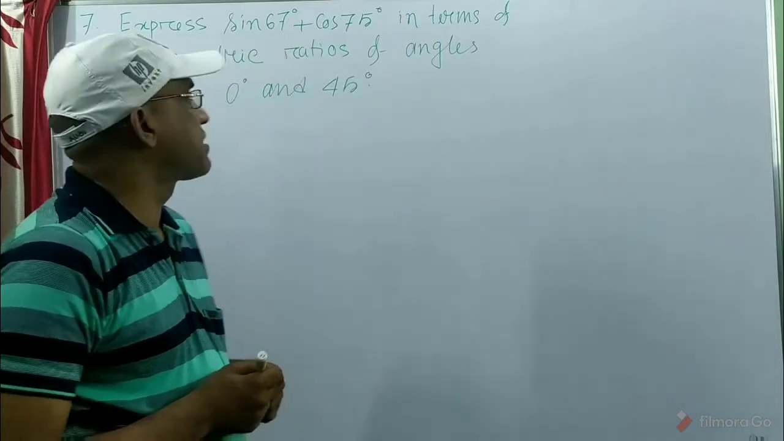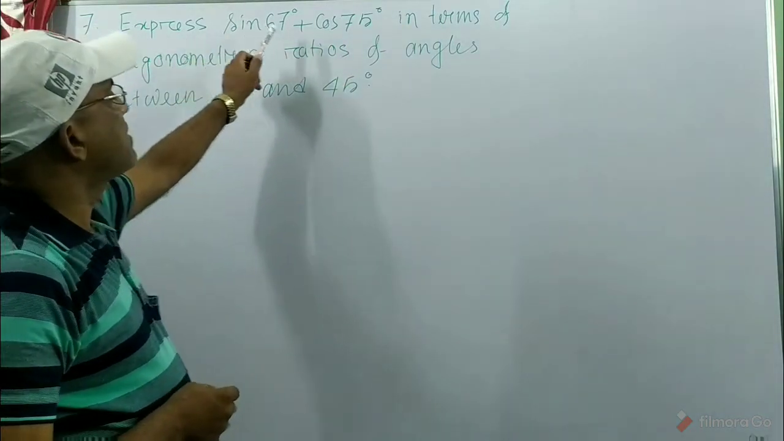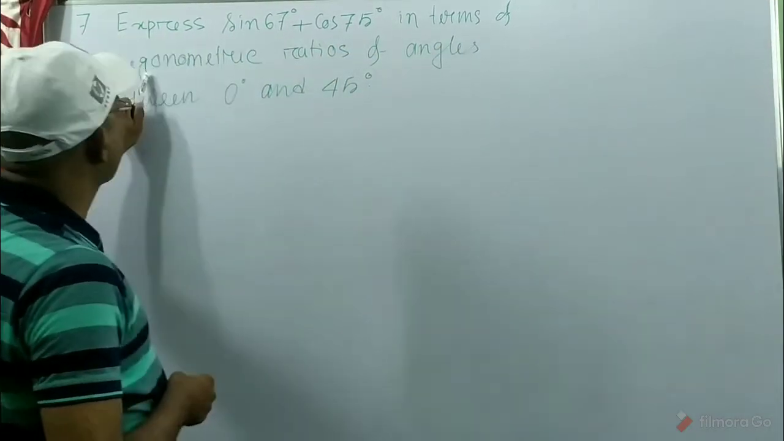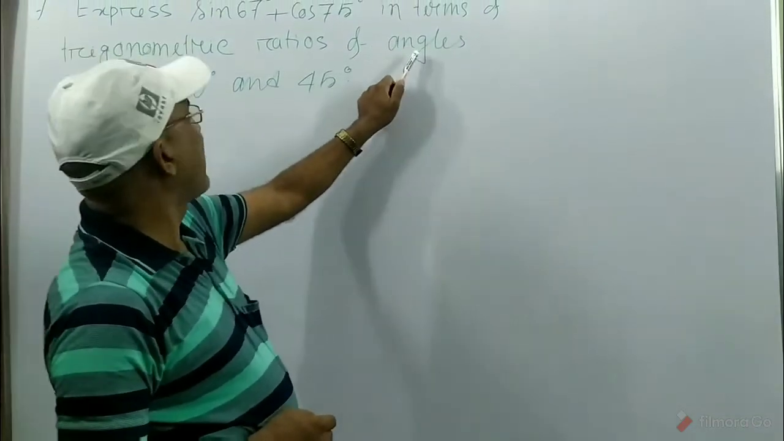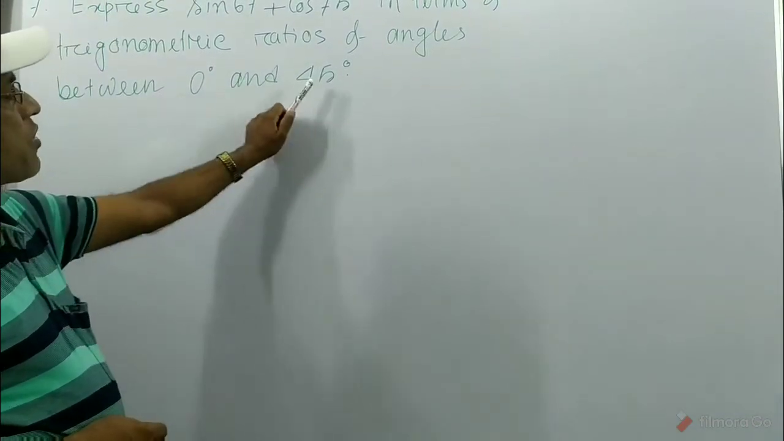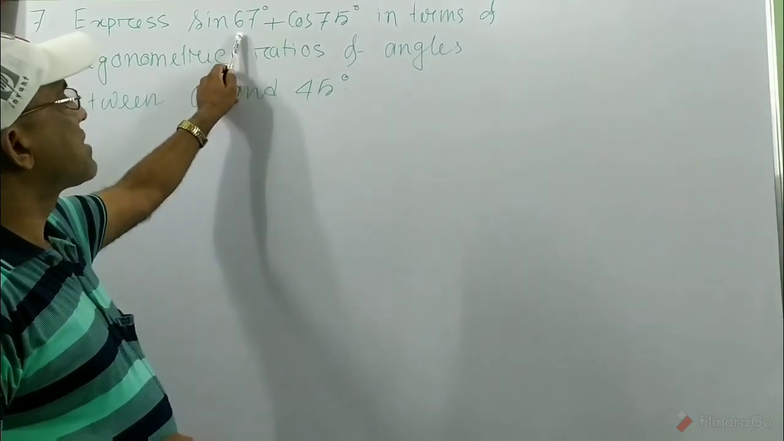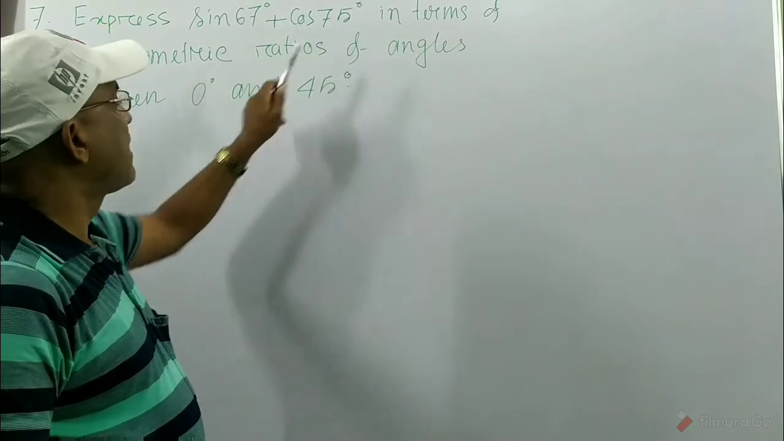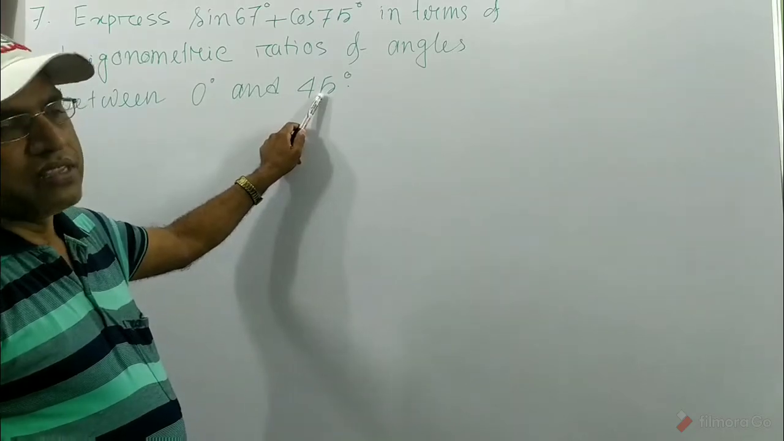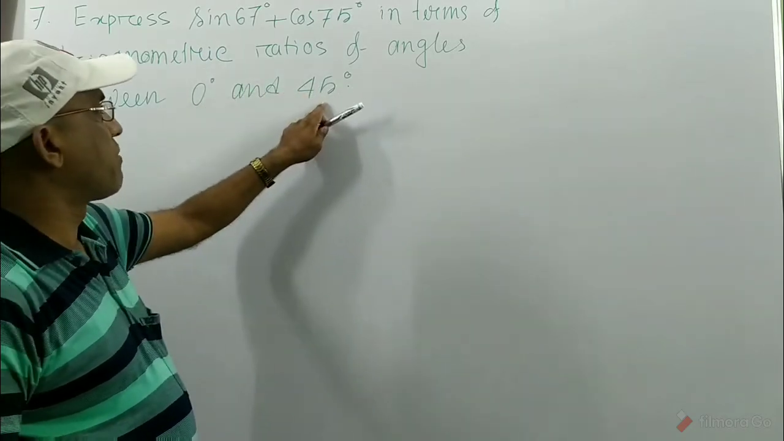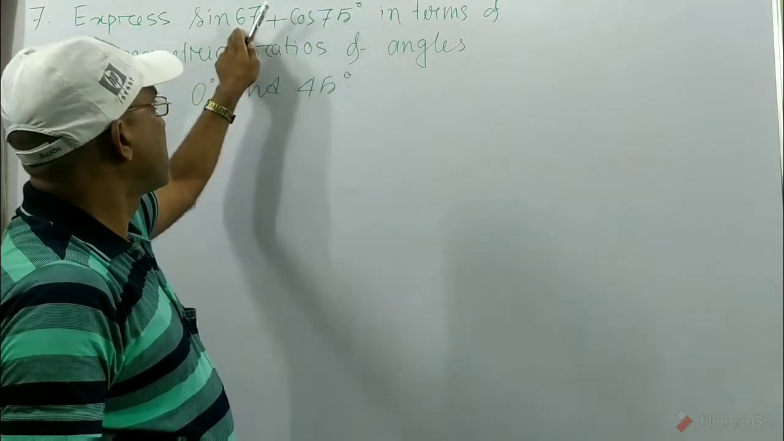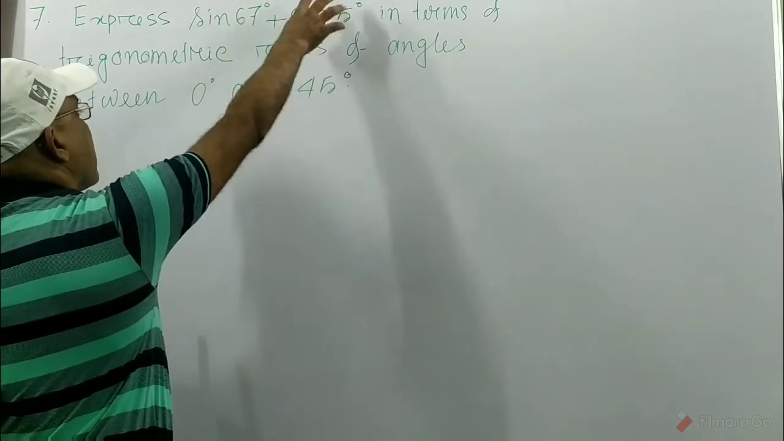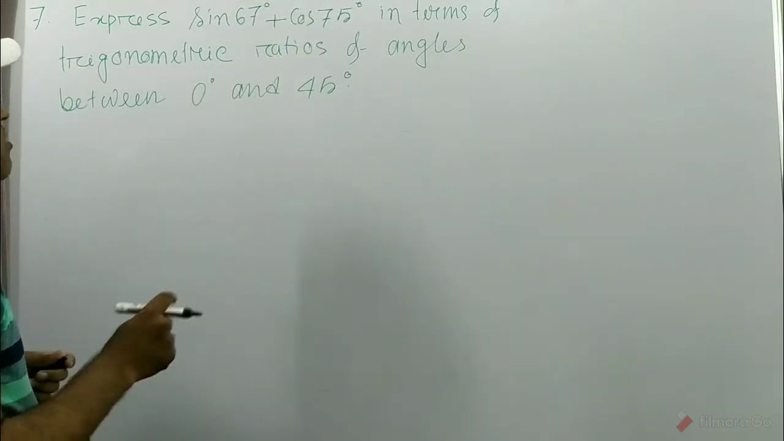Now we consider question number 7. Express sin 67 degrees plus cos 75 degrees in terms of trigonometric ratios of angles between 0 degrees and 45 degrees. The angles given are 67 and 75 degrees. We want to write them as angles between 0 and 45 degrees, so the answer must lie between 0 and 45 degrees. But 67 and 75 are outside this interval.